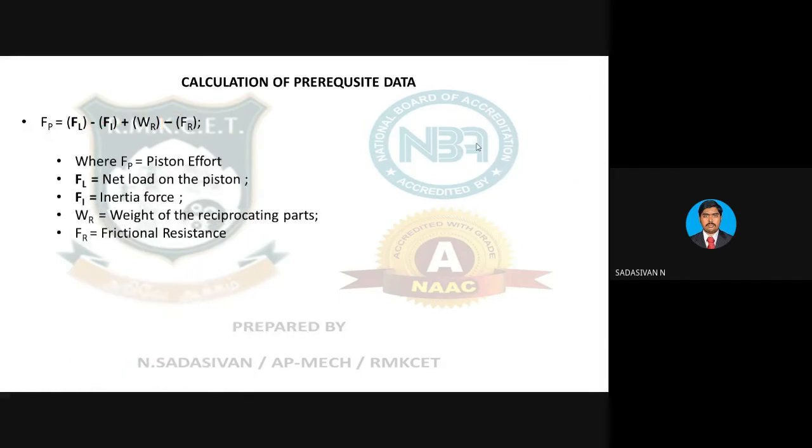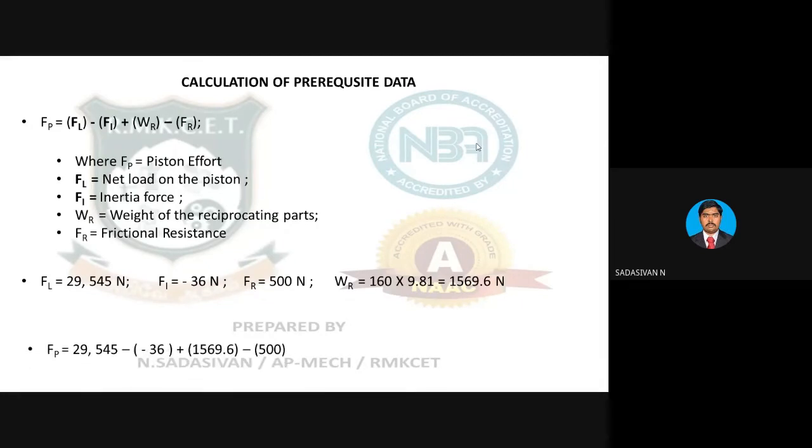So I've mentioned here, FL is net load on the piston, FI inertia force, WR is weight of the reciprocating parts, FR is frictional resistance. So we have already found out load on the piston is 29,545. This is load due to the steam pressure. Next, inertia force minus 36. Don't forget the minus symbol. Frictional resistance 500 Newton. Weight of the reciprocating parts, mass into gravity, 160 into 9.81, 1569.6. So put everything into the above formula.